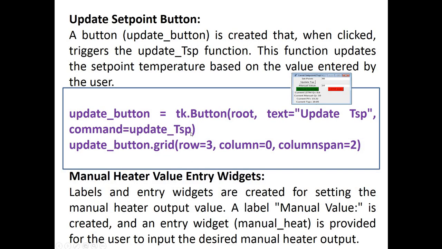So how do you do that? You have created an update button here. You can see that there is an update button. That means if you want to change the TSP, the set point, in between, you can give a new value like 50 or something and press this button.